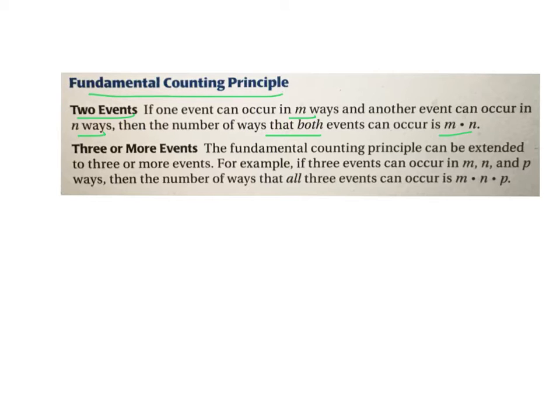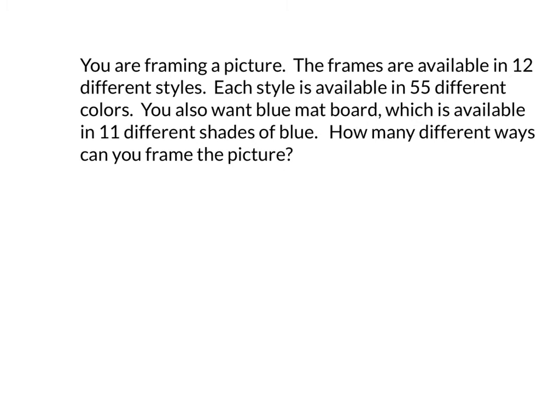If there's 3 or more events, it can be extended, same deal. They have to be different events and outcomes, but let's say you have m, n, and p. The number of ways that all 3 can occur is m times n times p. You just have to multiply outcomes. Let me show you one here.